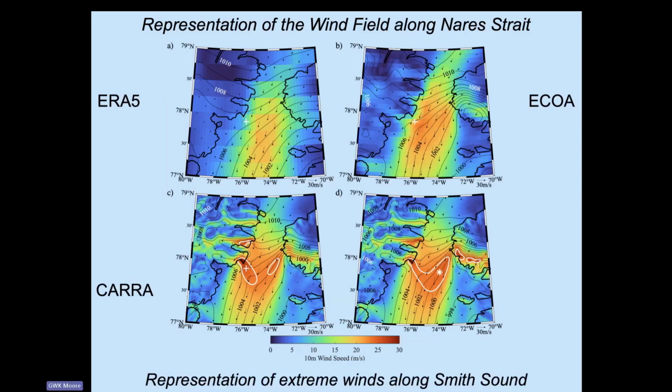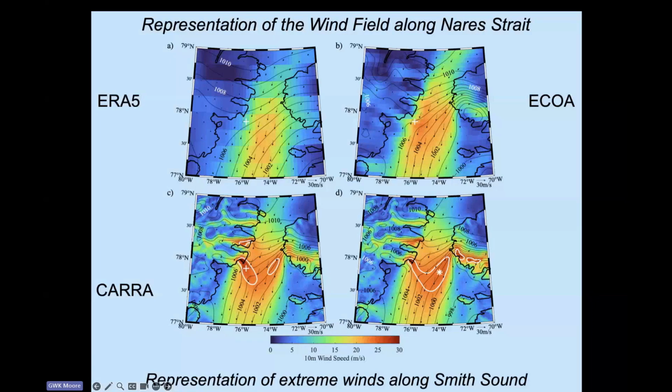If you look at the representation of some of these extreme winds, I'm focusing here on the Smith Sound region, and these are a composite of the 95th percentile wind events. This is in ERA5, this is in the 9-kilometer product, and this is in CARRA. And so you can see how CARRA is picking up much stronger winds than either of these two data sets here.